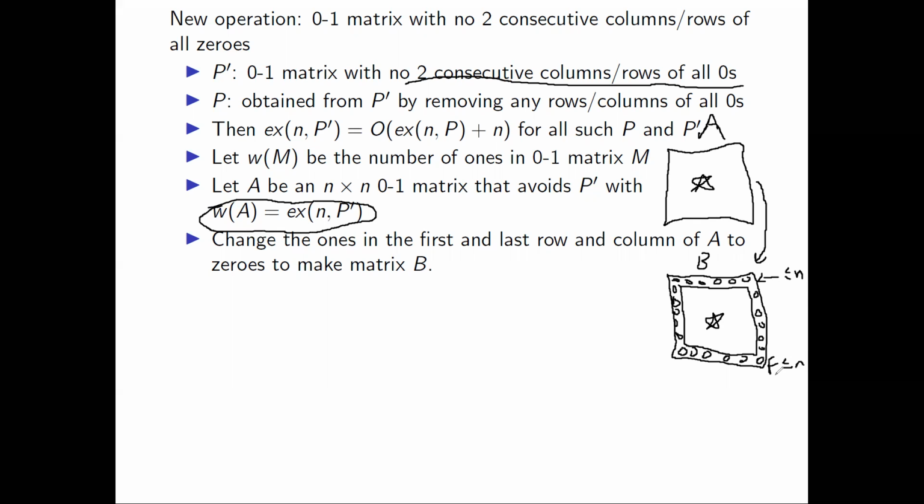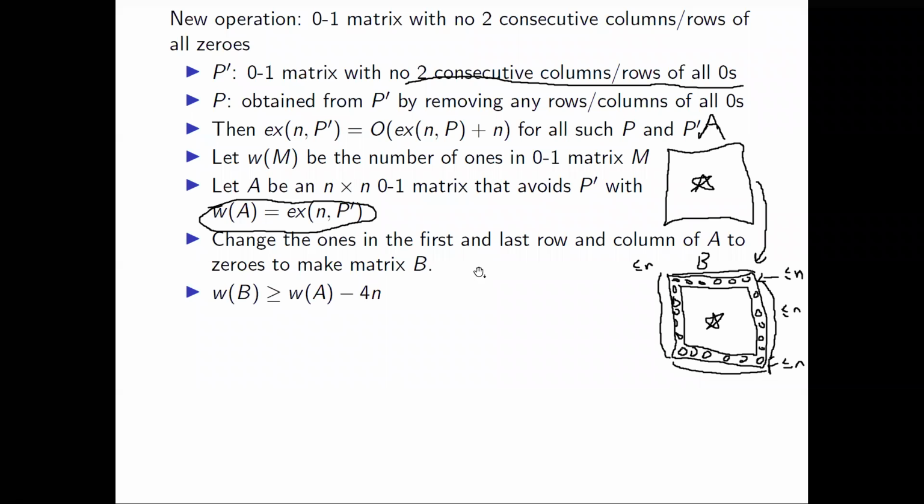Also at most n ones in that last row. And we have at most n ones in this first column. And we have at most n ones in this last column. These are the ones that we have to turn to zeros. So the number of ones only went down by at most 4n. And we can write this as an inequality.